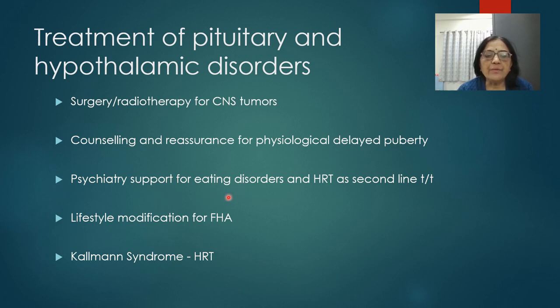Psychiatric support is needed whenever there is a severe eating disorder such as anorexia nervosa, along with HRT. HRT is second line. First line is psychiatric treatment in these patients with eating disorders, extreme disorders leading to primary amenorrhea. Lifestyle modification is to be practiced whenever there is a functional hypothalamic amenorrhea, where there is excessive, strenuous exercise, severe stress, which might be emotional or physical. All these are to be managed with lifestyle modification.